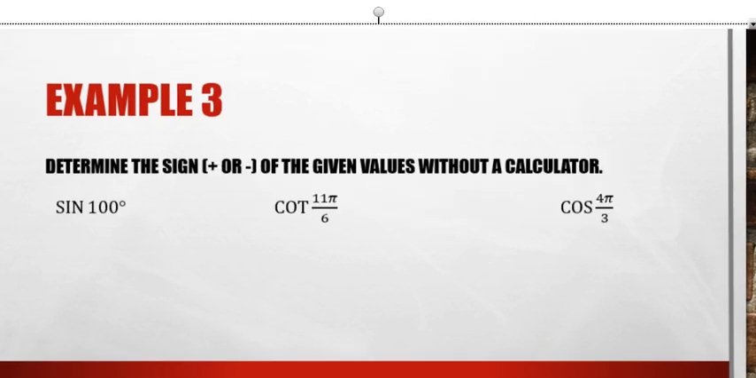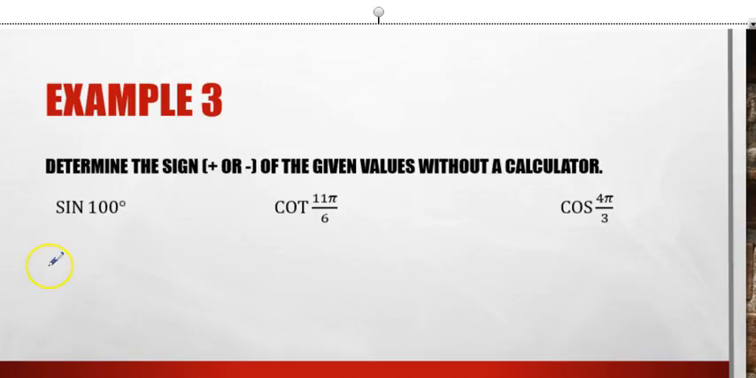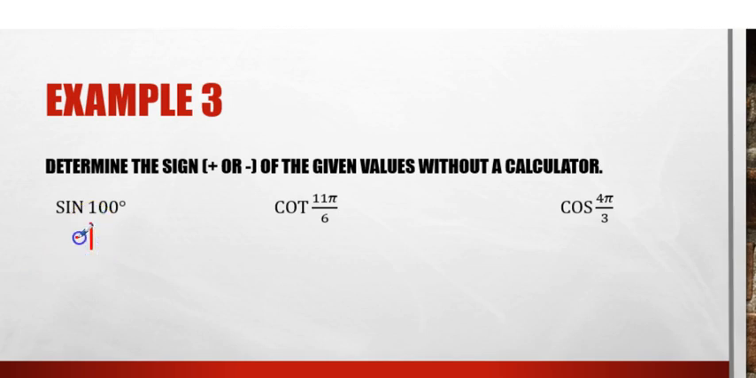Next, let's look at an example where they give you specific angles they want you to look at and specific trig functions. So sine of 100 degrees. If you check the unit circle, 100 degrees would be in here between 90 and 120. So it's somewhere up here in the second quadrant. And we said sine is based on the y-coordinate, and the y-coordinates up here are positive. So the first answer is going to be positive. We don't know the specific value, but I know that it's positive.